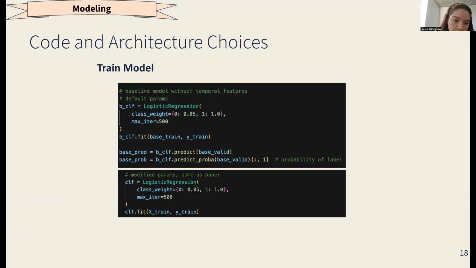And so we can train our model for what we are calling our internal baseline, which is the model without the temporal component. And then also in the second chunk, we can repeat the same process, but this time taking into account the temporal features as well.